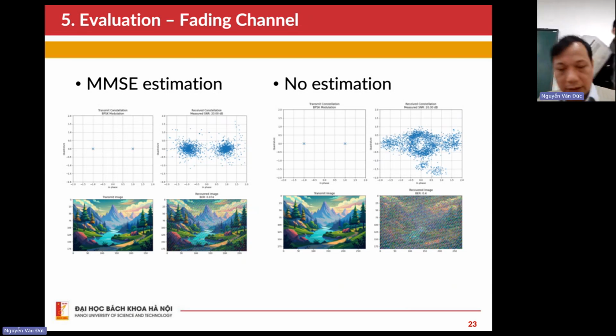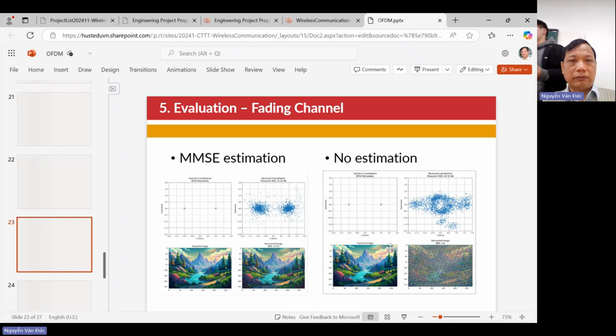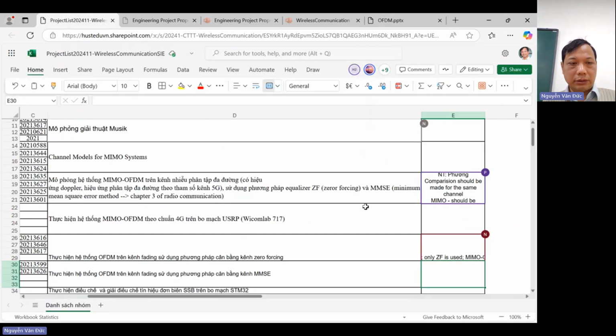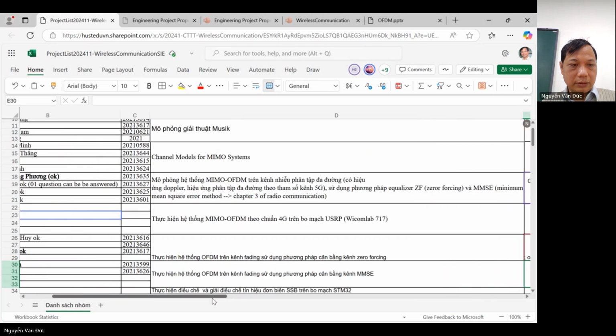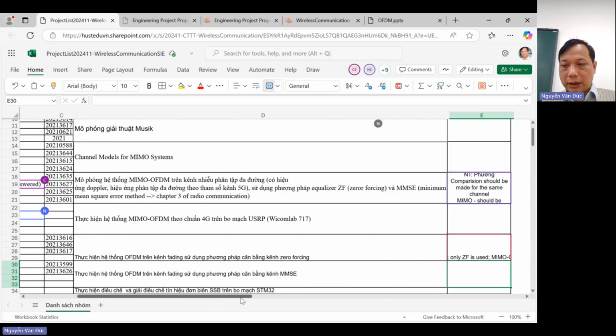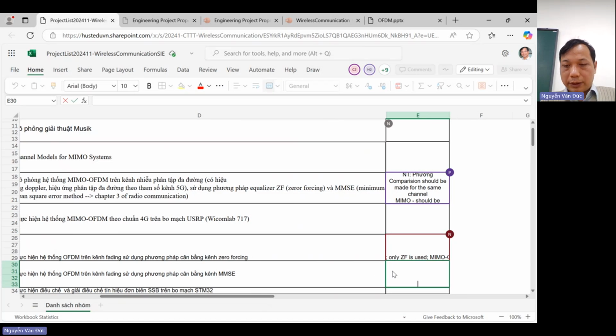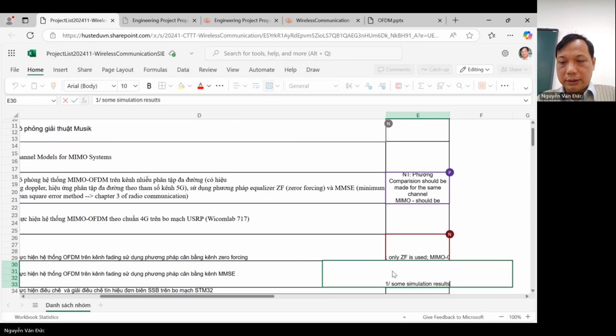So the first point. First question. So you are group 8, right? You are group number 8. So the first point is the simulation results. Some simulation results are not clear or not explainable. The second point, the channel is unclear.